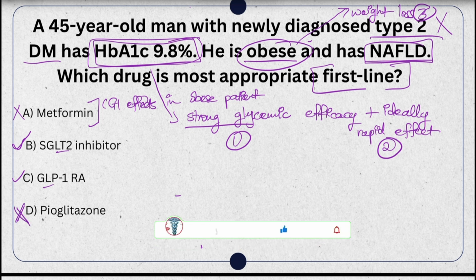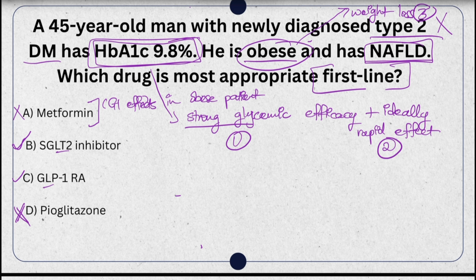So let us look at option B, the sodium glucose co-transporter 2 inhibitors. The mechanism is that they reduce the glucose level through the urine. And then option C, glucagon-like peptide 1 receptor agonists. These include drugs such as Ozempic that mimic insulin and also reduce appetite.